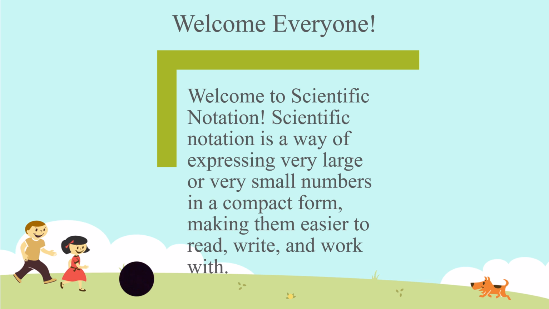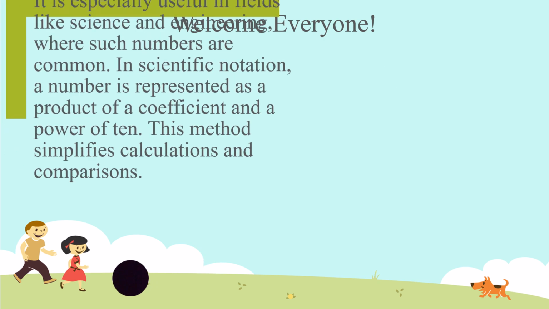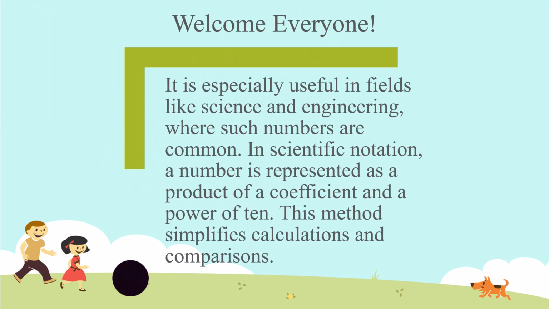Welcome to scientific notation. Scientific notation is a way of expressing very large or very small numbers in a compact form, making them easier to read, write, and work with. It is especially useful in fields like science and engineering, where such numbers are common. In scientific notation, a number is represented as a product of a coefficient and a power of 10. This method simplifies calculations and comparisons.